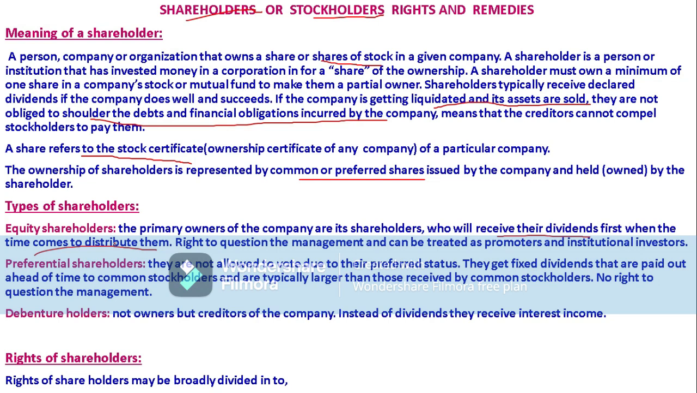Equity shareholders' equity refers to the owner's claim on the assets of a company after debts have been settled. That means after preferential shareholders have been settled, the amount will be given to the equity shareholders in case of insolvency. If the company is going well, everything is good and the company is seeing profits, these primary owners will receive their dividends first.